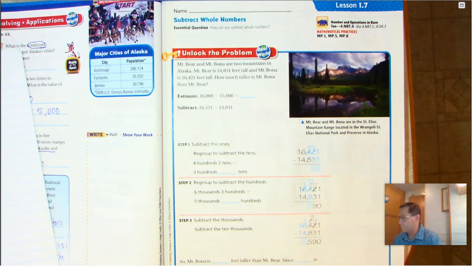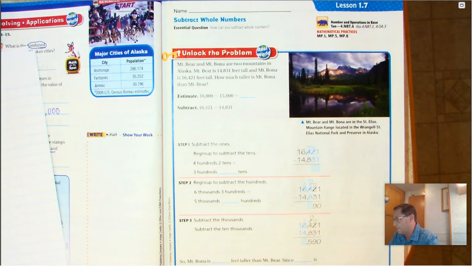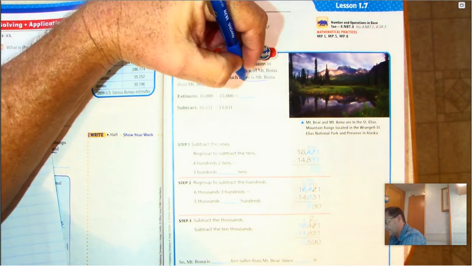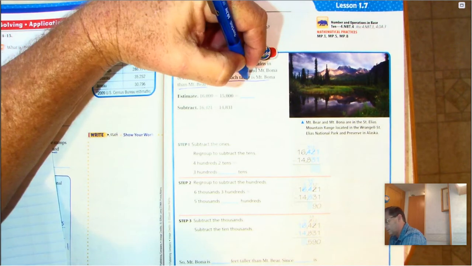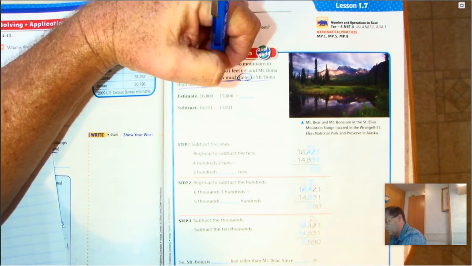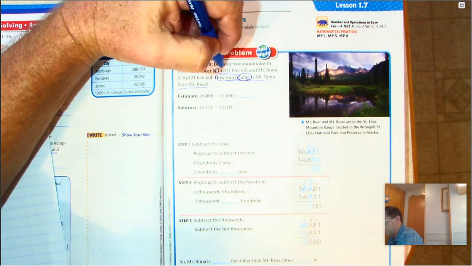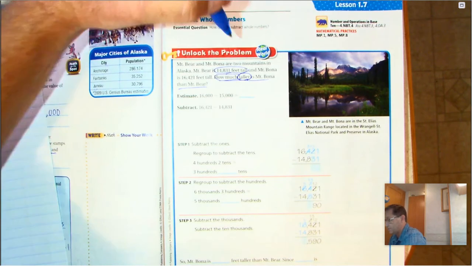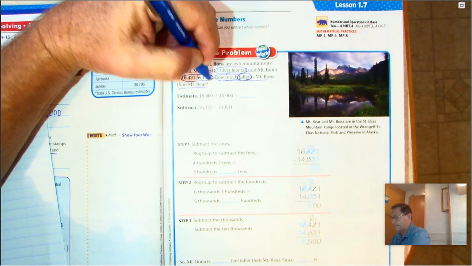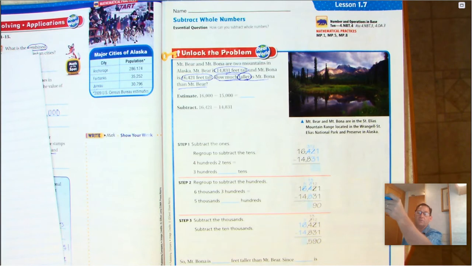Our unlock the problem: Mount Bear and Mount Bona are two mountains in Alaska. Mount Bear is 14,831 feet tall, and Mount Bona is 16,421 feet tall. How much taller is Mount Bona than Mount Bear? Our question is asking us how much taller. When you see words like how much taller something is, that implies subtracting. We need to know that one mountain is 14,831 feet tall, and the other mountain is 16,421 feet tall.